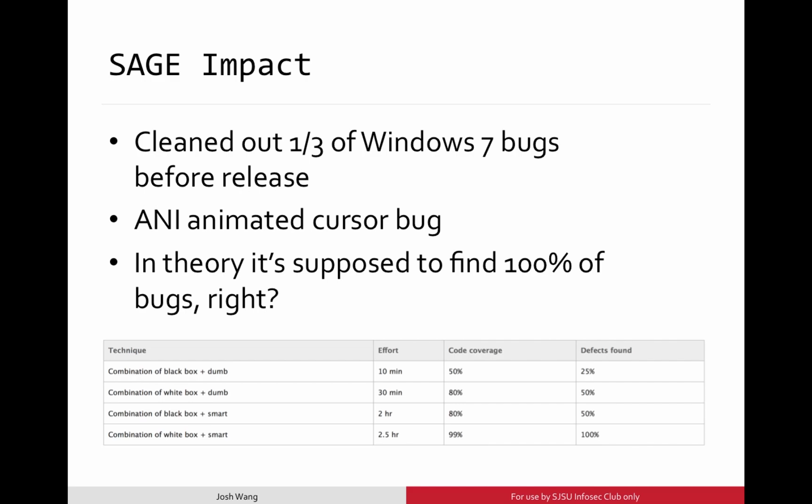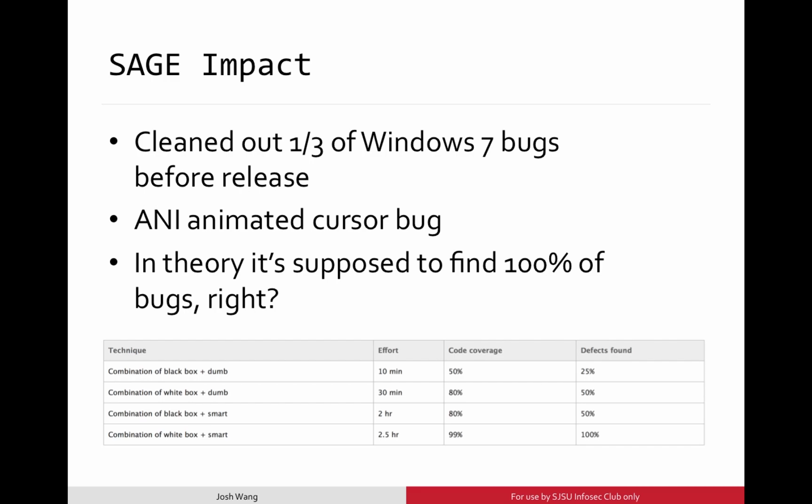So SAGE, supposedly, according to Microsoft, cleaned out a third of the bugs in Windows 7 before the operating system was actually released. Have you guys heard of the ANI animated cursor bug? Basically, in 2006, there was this ANI format animated cursor bug that was found by this guy named Alex Sotirov.